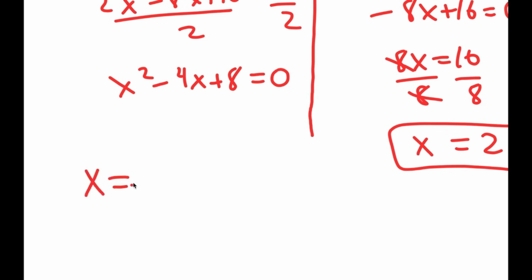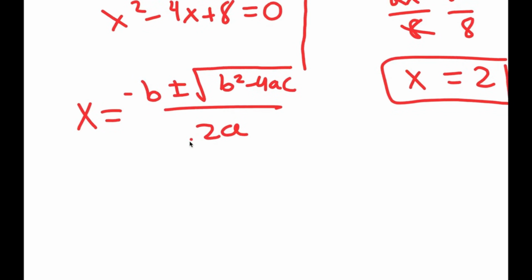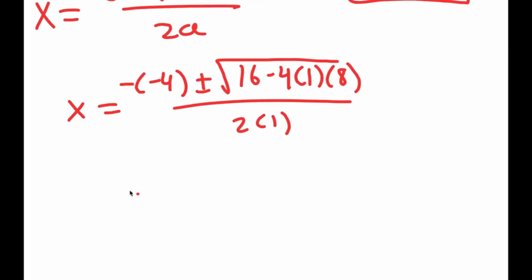Now for my left-hand side, I'm going to use the quadratic formula, which is negative b plus or minus the square root of b squared minus 4ac, all over 2a. So I get x is equal to negative 4 plus or minus the square root of negative 4 squared, which is 16, minus 4 times 1 times 8, all over 2 times 1.